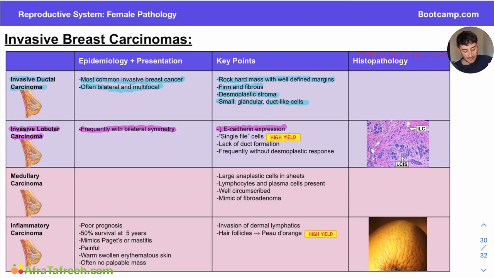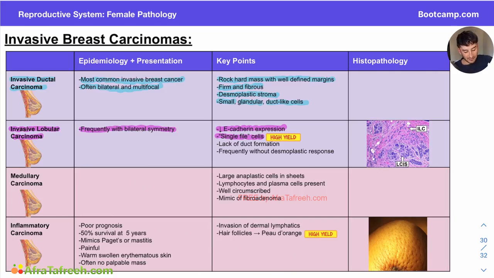And important here is going to be single file cells, which we are going to zoom in and look at here. And essentially these cells are going to line up in single file because they are now migrating. They have lost their cadherin expression. They are no longer sticking together. And so they're kind of marching out of their original location past the basement membrane and going on to metastasize.